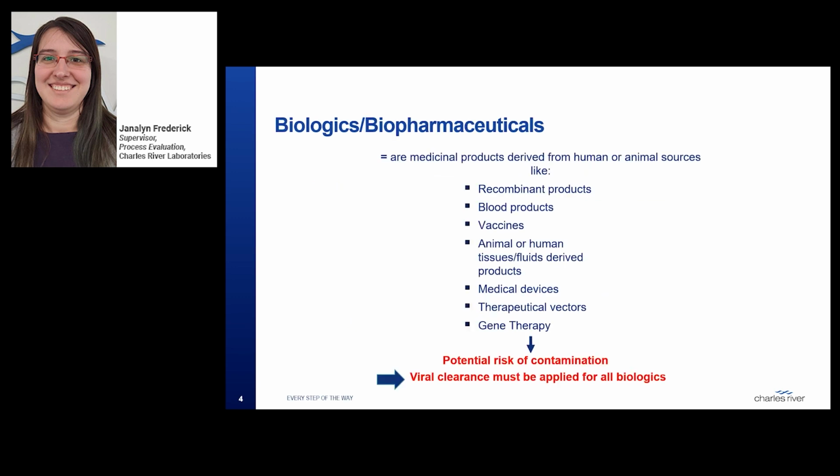Biologics or biopharmaceuticals are medicinal products derived from human or animal sources such as recombinant products, blood products, vaccines, products derived from animal or human tissues and fluids, medical devices, therapeutical vectors, and gene therapies. In all of these cases, there's a potential risk for contamination. Viral clearance must be applied for all biologics.